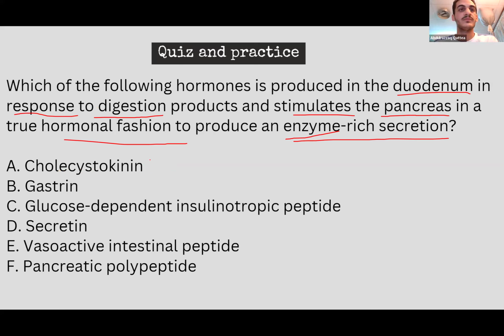Is it released from the duodenum? Yes. Is it in response to digestion product? Yes, which is fat and proteins. Does it stimulate the pancreas? Yes, it does, by two pathways, which is blood and vagal. Does it produce an enzyme-rich secretion? Yes, it releases all the enzymes. So the first question is A. Bravo, guys.